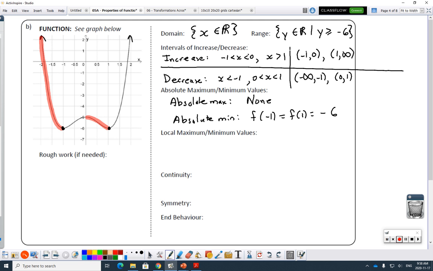Local max and mins. Let's see, local max. 0, negative 5. And the local mins are negative 1, negative 6, comma 1, negative 6. So I've listed those this time so you can see there's another way to write that. It's just to write the points.